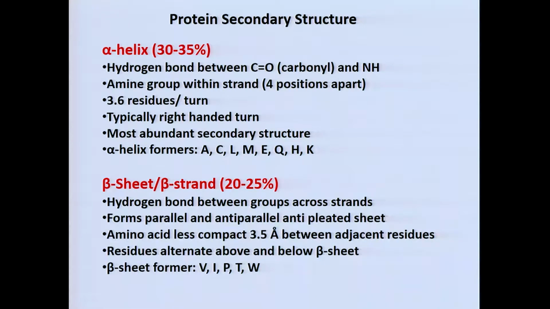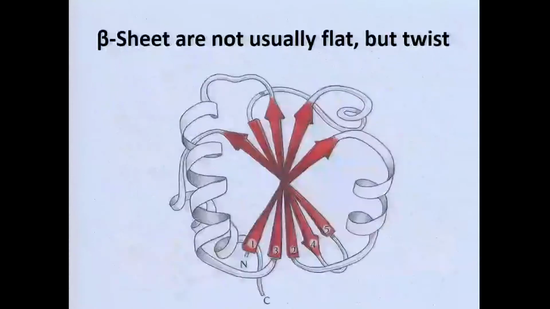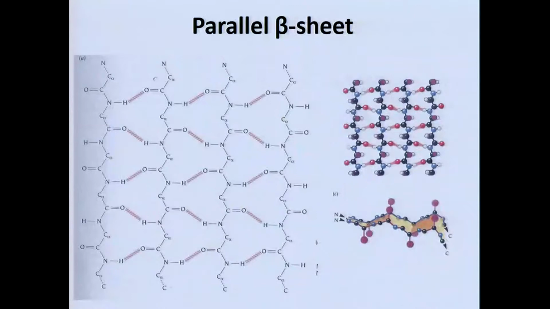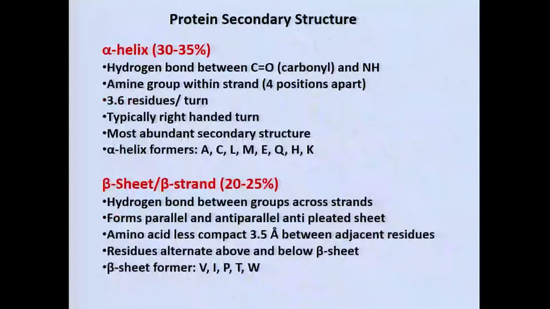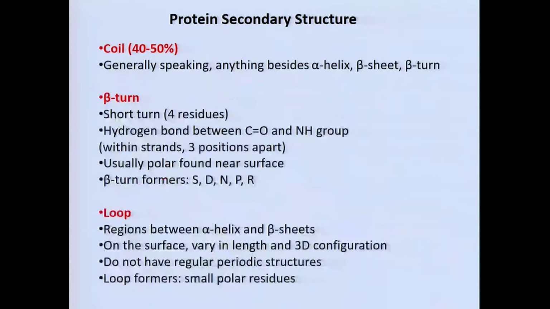The amino acids are less compact as compared to alpha helix. You can see the amino acids are much farther apart, and there is a broad range of phi and psi angles. They are not very compact. And residues alternate above and below the sheet. So we have seen the example here. You can see one residue is above and one residue is below the sheet. And there are some residues which are known to be beta sheet formers.